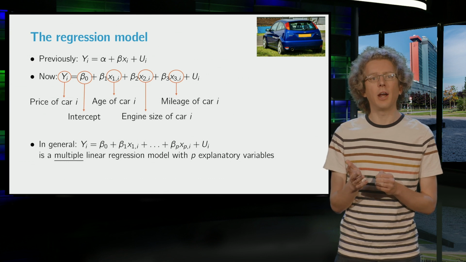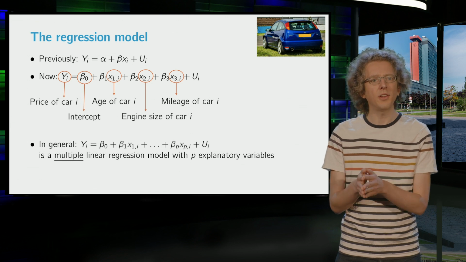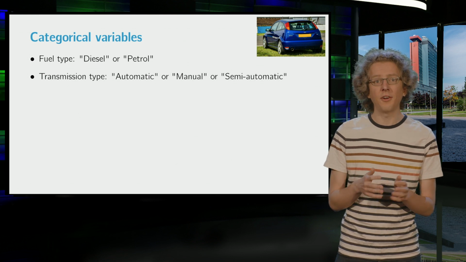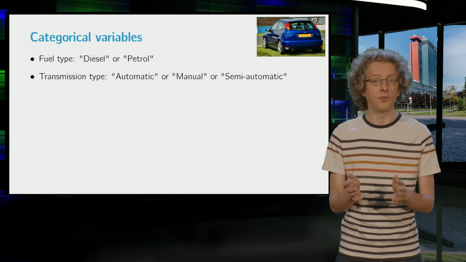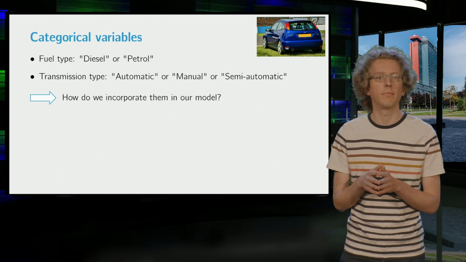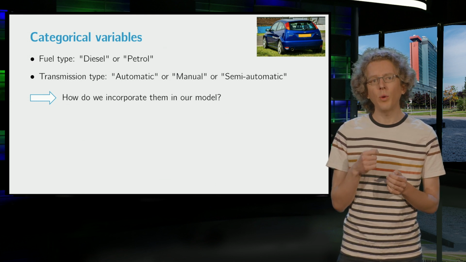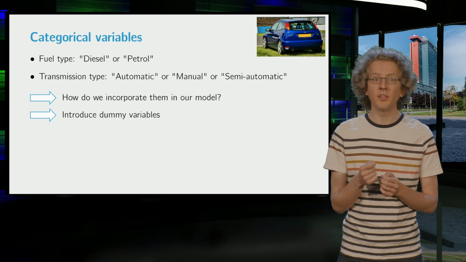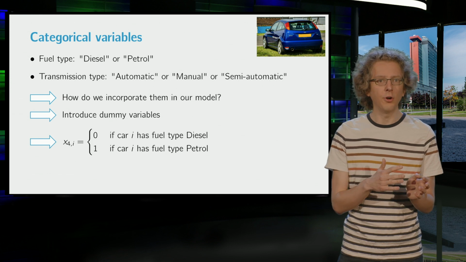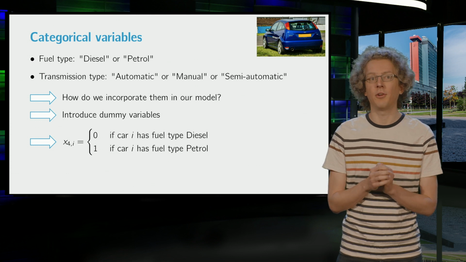However, the two remaining variables, fuel type and transmission type, look quite different. They are not quantitative, but rather categorical. The fuel type is either diesel or petrol, and the transmission type is either automatic, manual, or semi-automatic. So, how can we use these in our model? Well, we will deal with these variables by introducing so-called dummy variables. Let's introduce x4, which is 0 if the fuel type is diesel, and 1 if the fuel type is petrol.